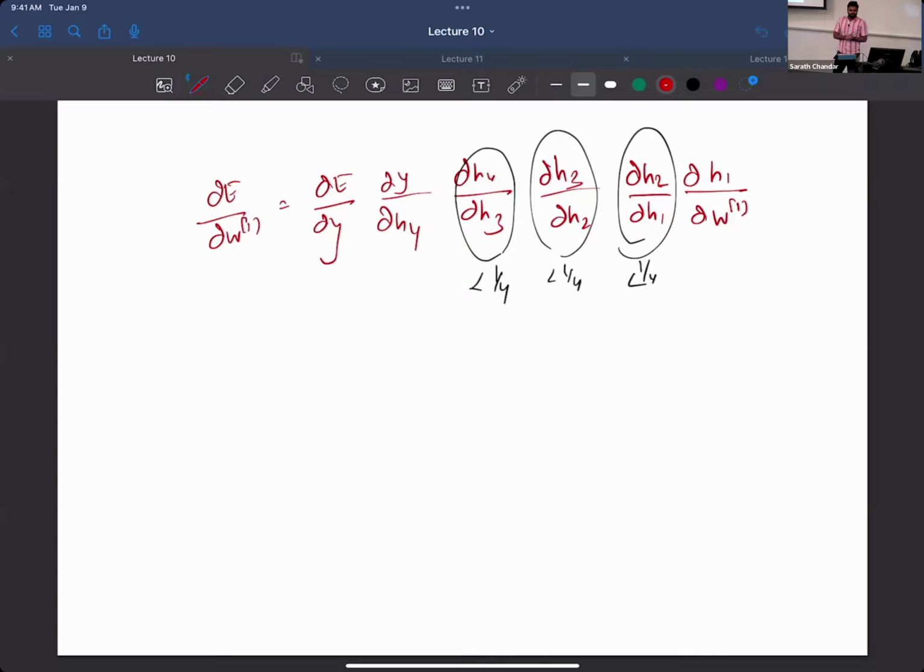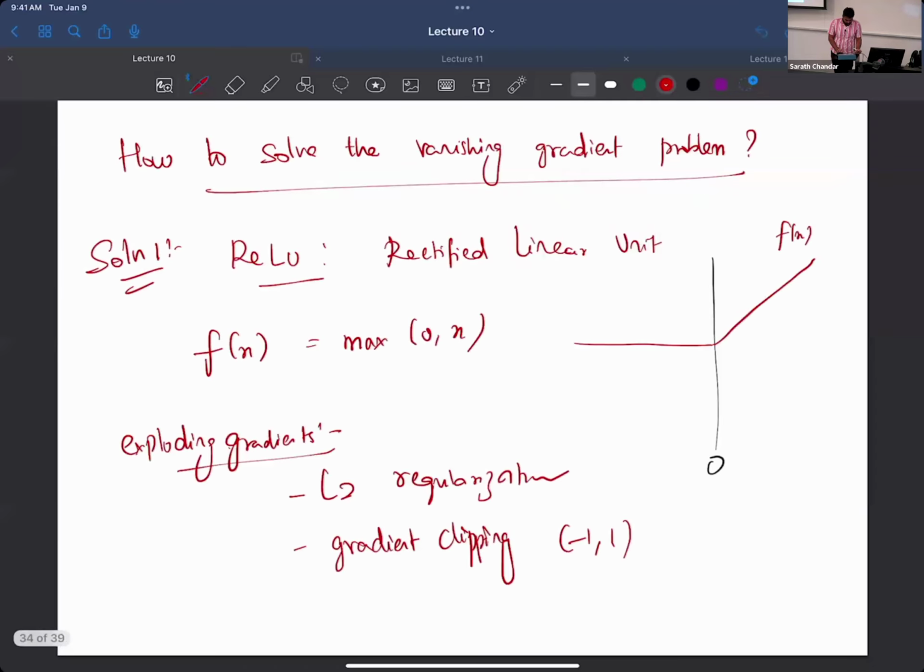Which is why when you train a 4-layer network without any precautions, it's going to work worse when compared to a single-layer neural network. Is that clear? So the whole field of deep learning is about how to fix this issue, right? So we started looking at some solutions.